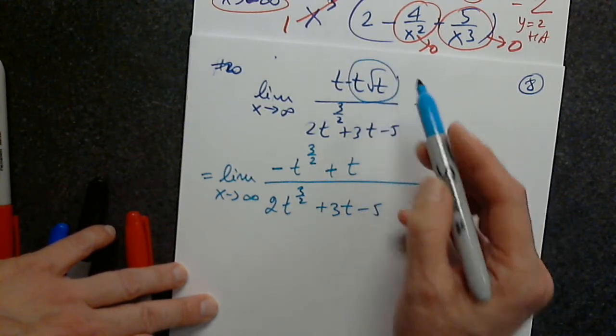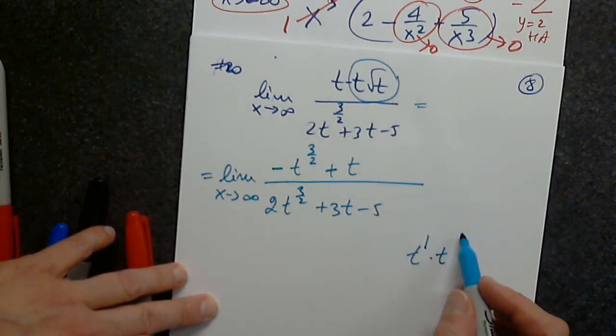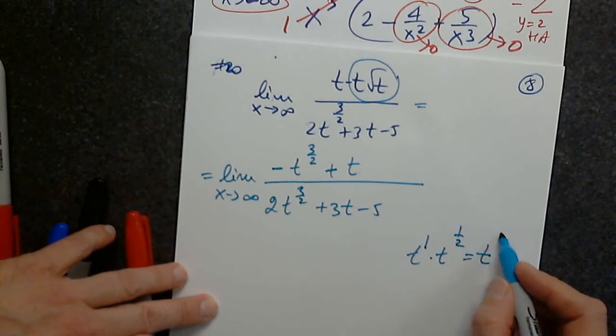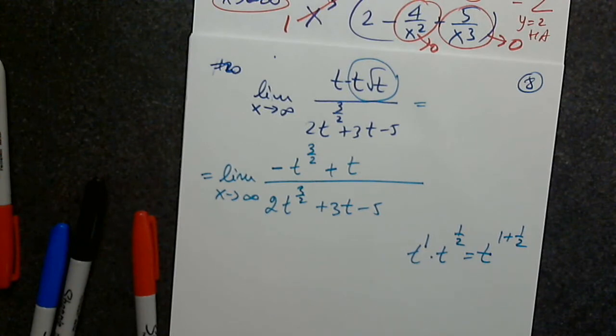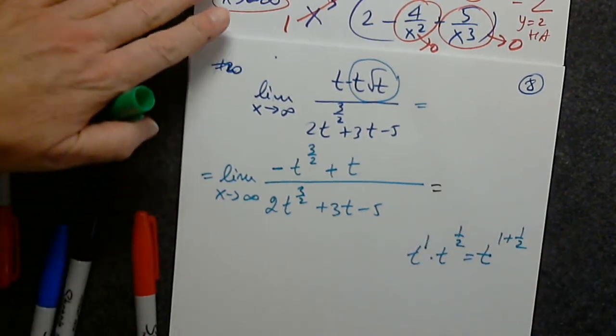Is this clear? t to the first power times t to 1/2. I copy the base and add the exponents. That's how I get t to 3/2. So t times the square root of t is the same as t to 3/2. Do we agree with that? Is that a yes? Okay. So now everything is in the correct order, so I can identify the type of limit this is.